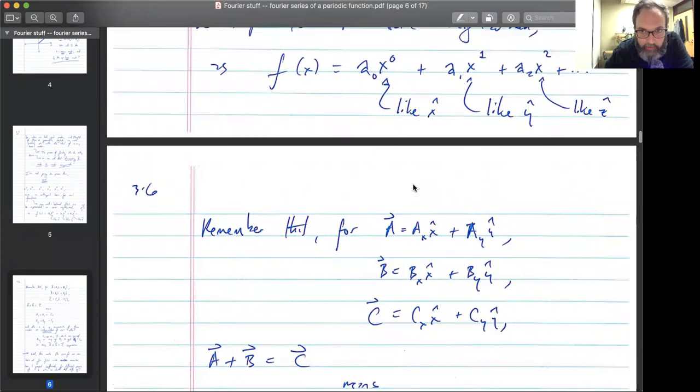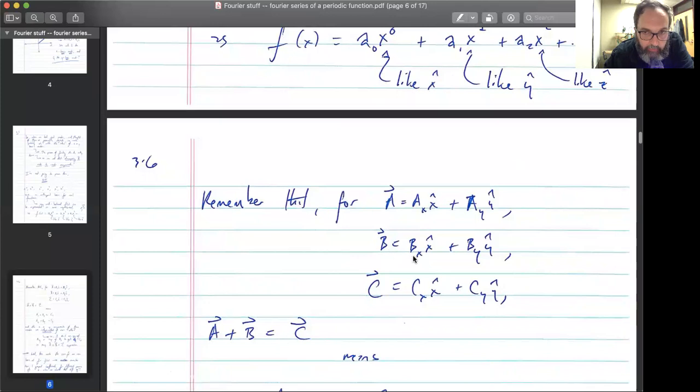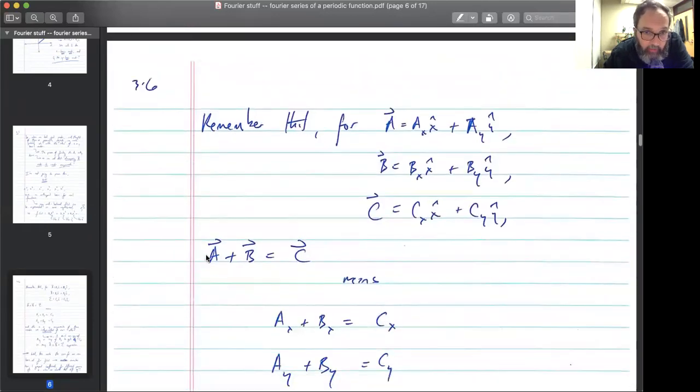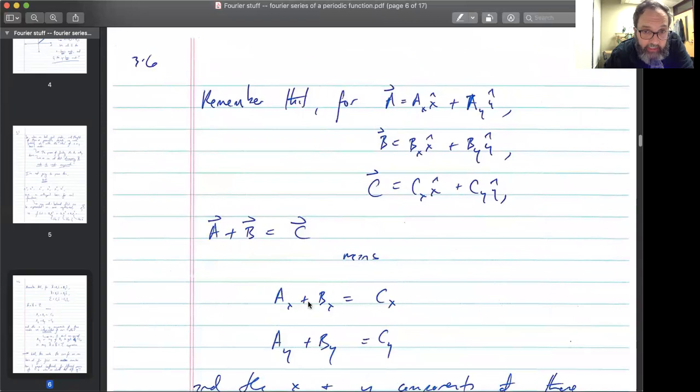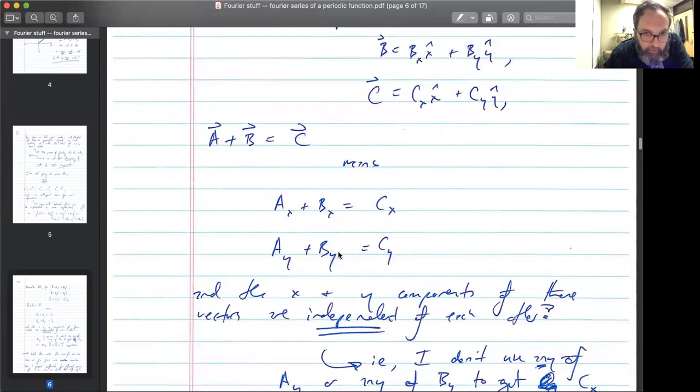Okay, so if we had a couple of vectors to do operations with, we could break A down into its x and y components times those basis vectors. We could break a vector B down the same way and a vector C down the same way. And then if we wrote something like A vector plus B vector is equal to C, also a vector, what that means is that A sub x plus B sub x is equal to C sub x, and A sub y plus B sub y is equal to C sub y.